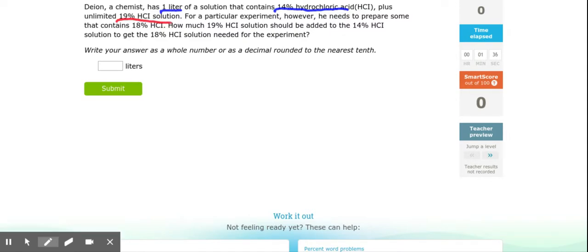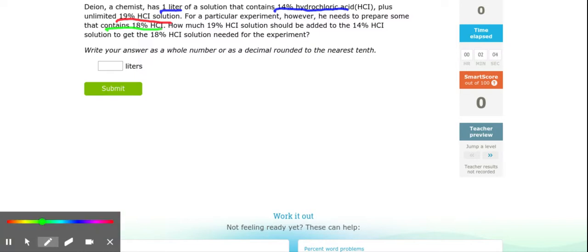For a particular experiment, he needs to prepare some that contains 18% hydrochloric acid. So what he needs is 18%. So he's got 2 solutions. He's got 1 liter that has 14%, an unlimited amount that has 19%, but he needs it to be 18%. So how much 19% should be added to the 14% to get the 18%?